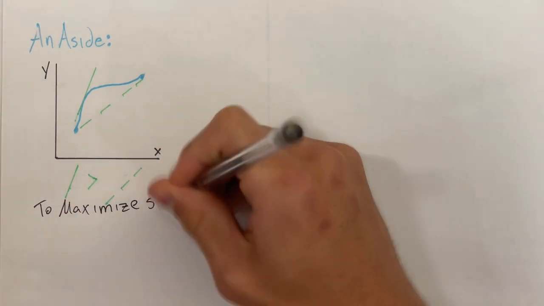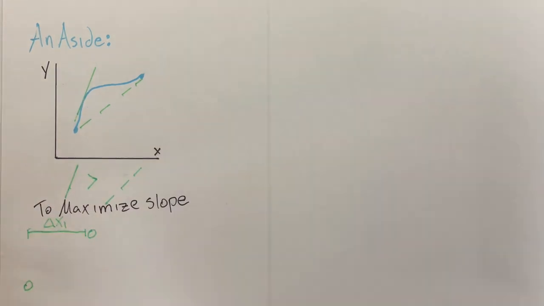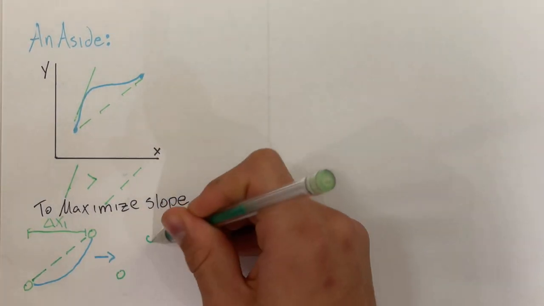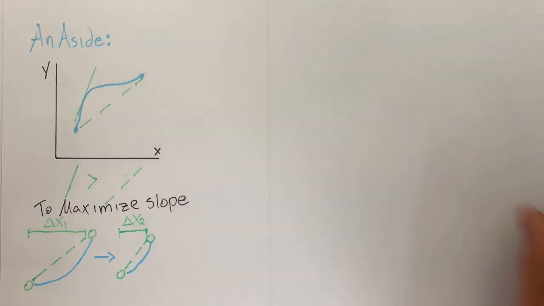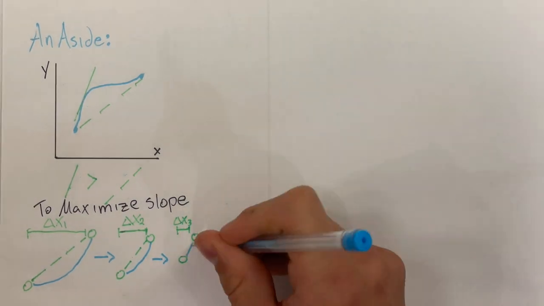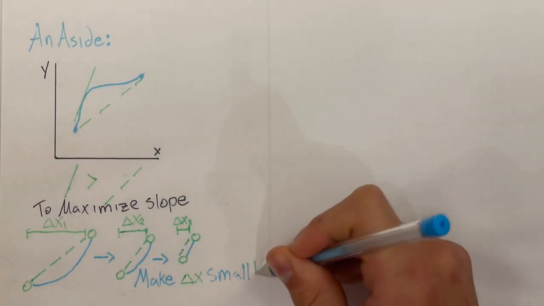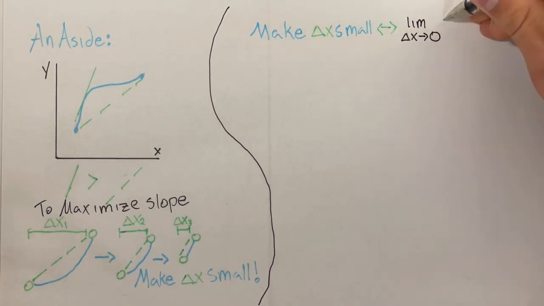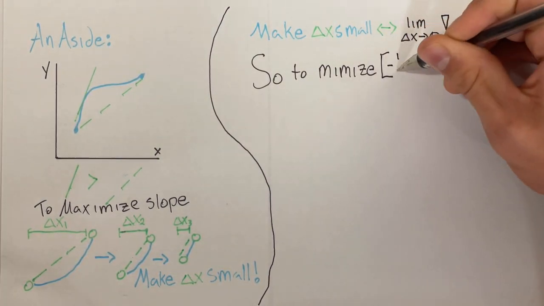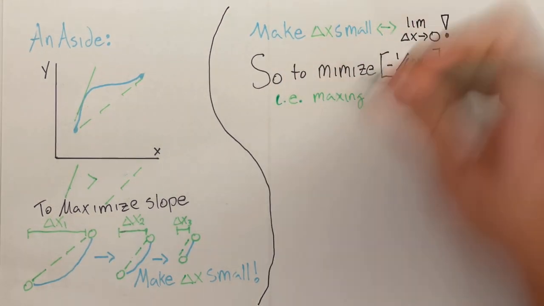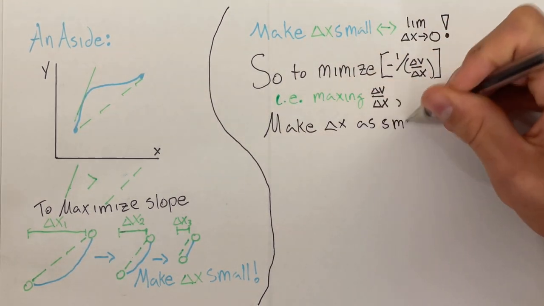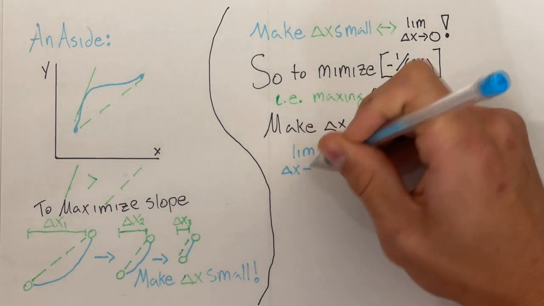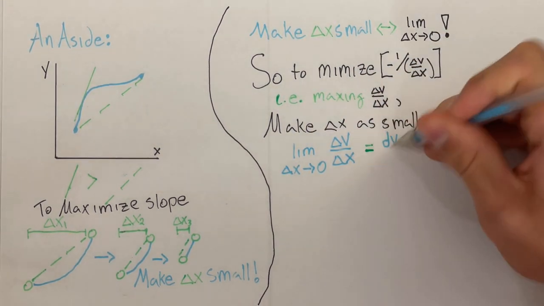Hello, mean value theorem. So if we choose two points and we want to maximize the slope between them, we have to squeeze them as close together as we can until their intersecting line appears straight. But this is just a limit. So to minimize the 1 divided by minus delta v over delta x, we just have to look at the delta x's that are vanishingly small.